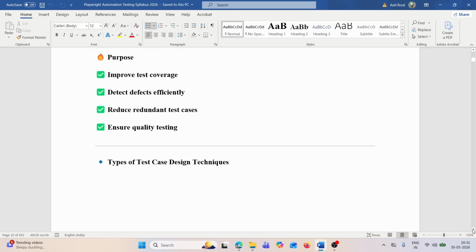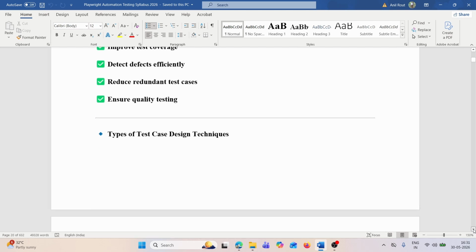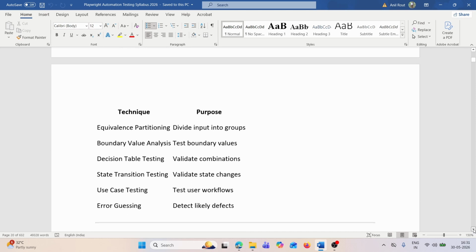What is the purpose of test case design techniques? The purpose is to improve test coverage, detect defects efficiently, reduce redundant test cases, and ensure quality testing. Types of test case design techniques. What are the types of test case design techniques?